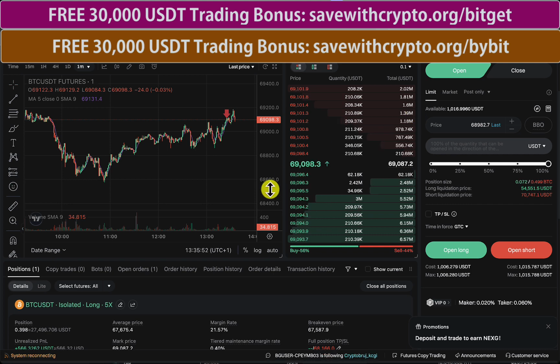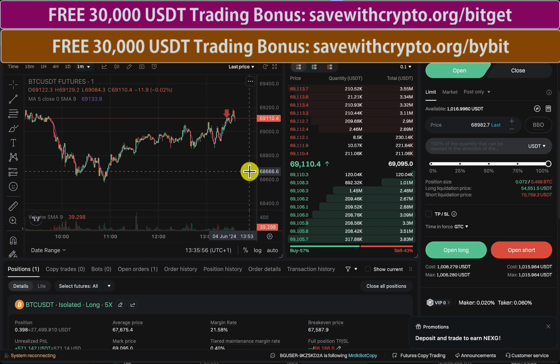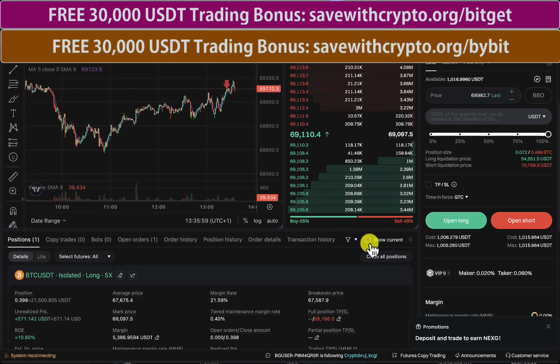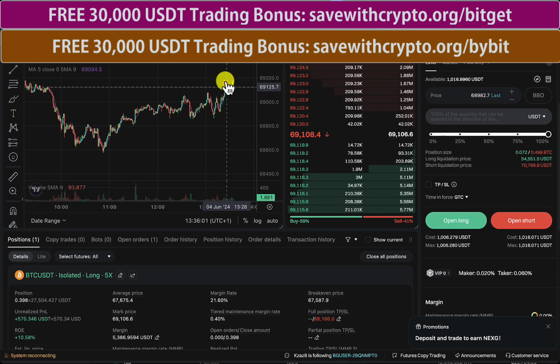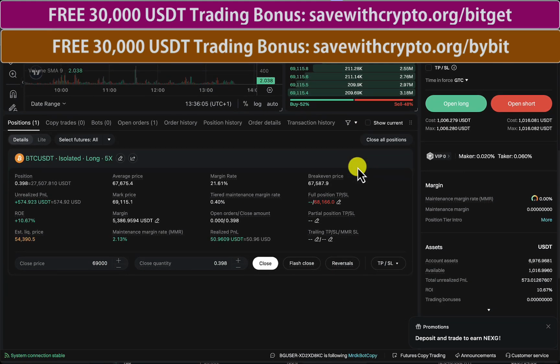Just as I went back to edit that part of the video, the price went up to 69,100 and it did take that partial profit there. So you can see here, where the red arrow is, that's where it took some profit. So now you can see the position size is smaller. It's like $27,500, which is okay because I've got more to add back in if I need to now.